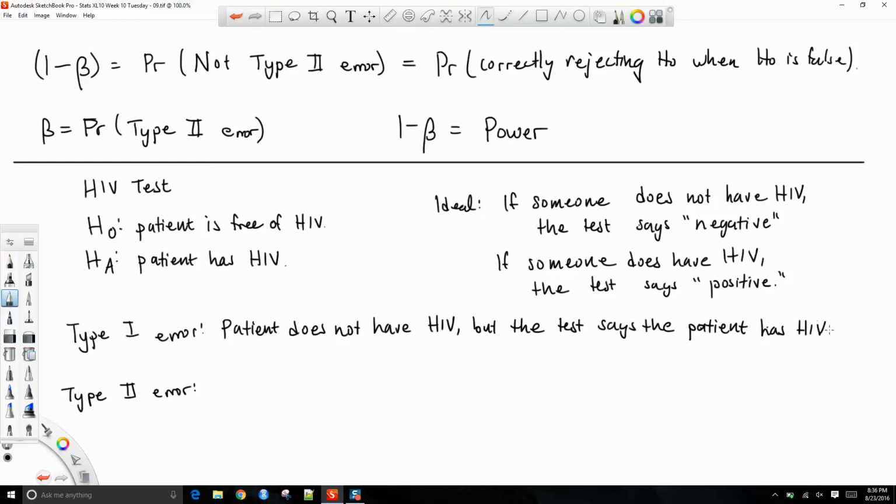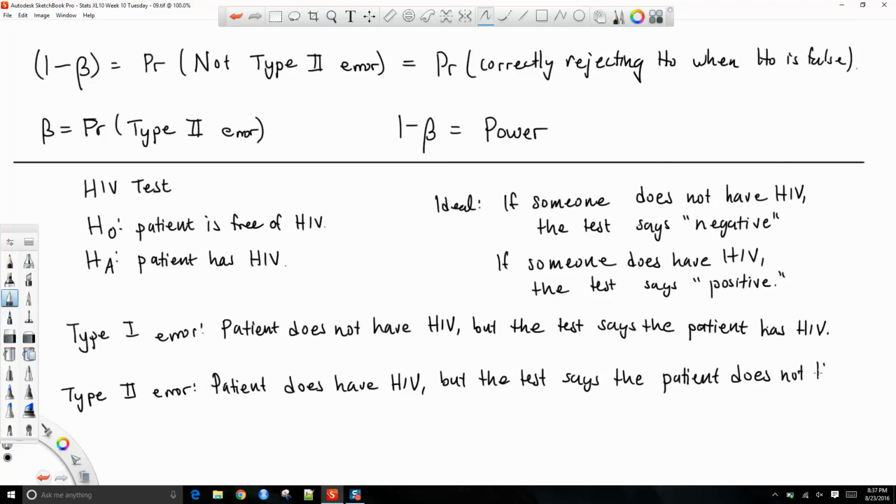And that's a bad situation. We don't want that, okay? What would a type 2 error be, though? The patient does have HIV, but the test says the patient does not have HIV, okay?